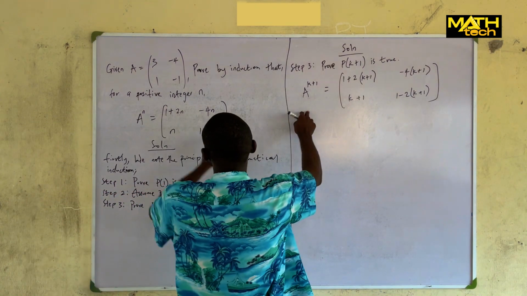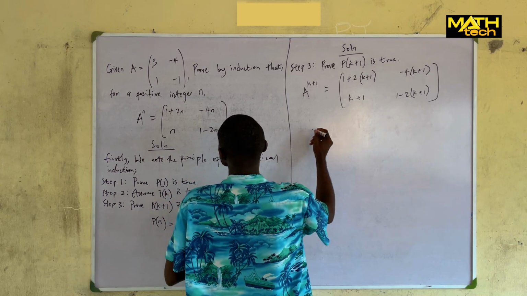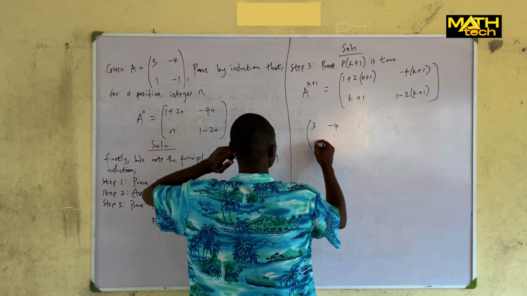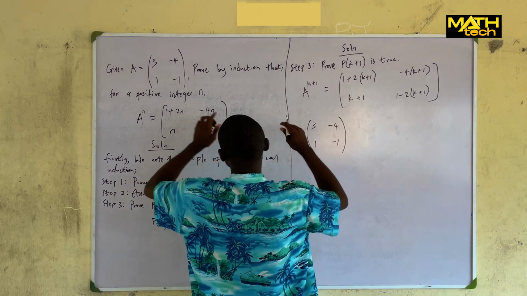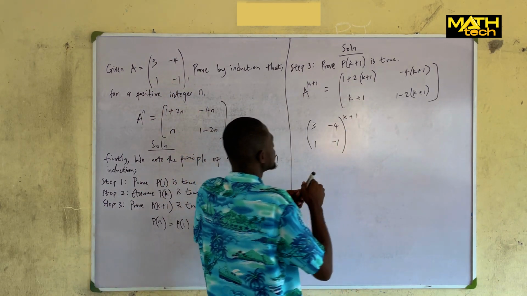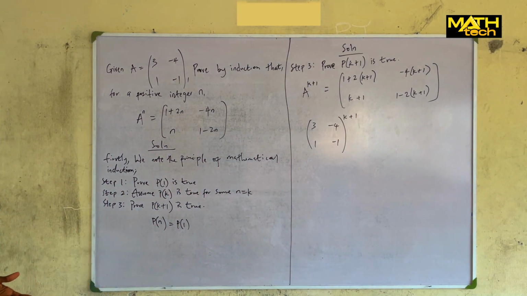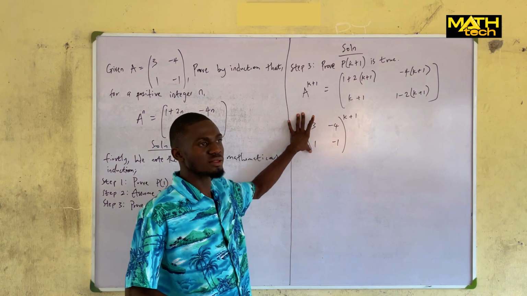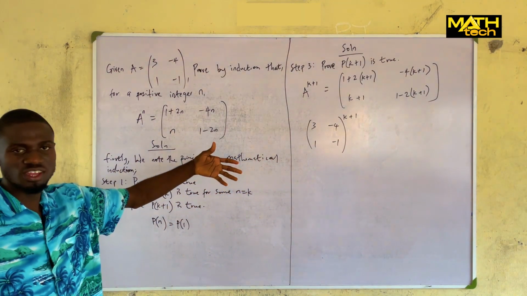Let's say we are substituting our matrix of A, and we are having this to be matrix 3, minus 4, 1, and minus 1. And our n is k plus 1. So there is definitely no direct way of solving this except we apply the law of indices.